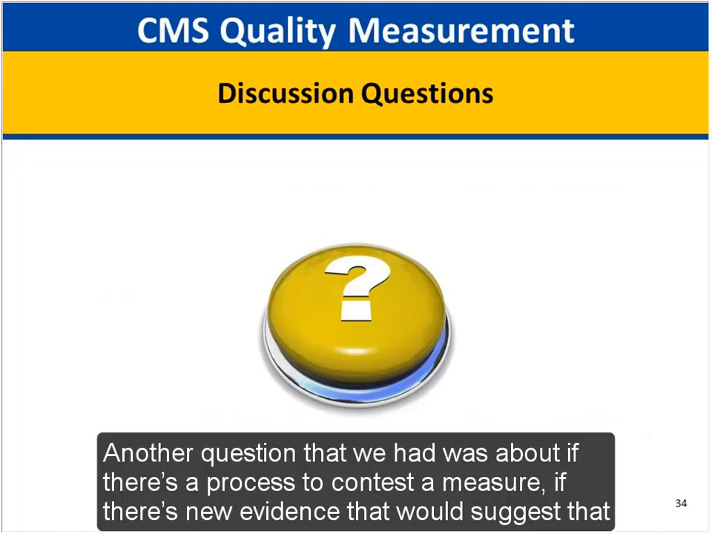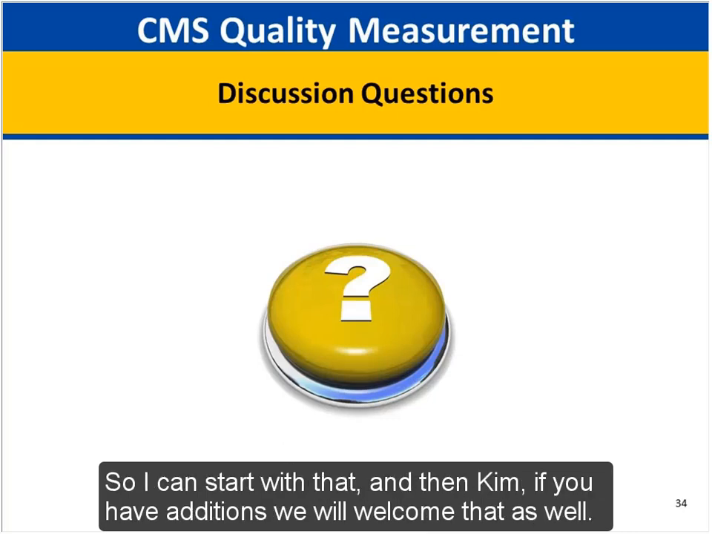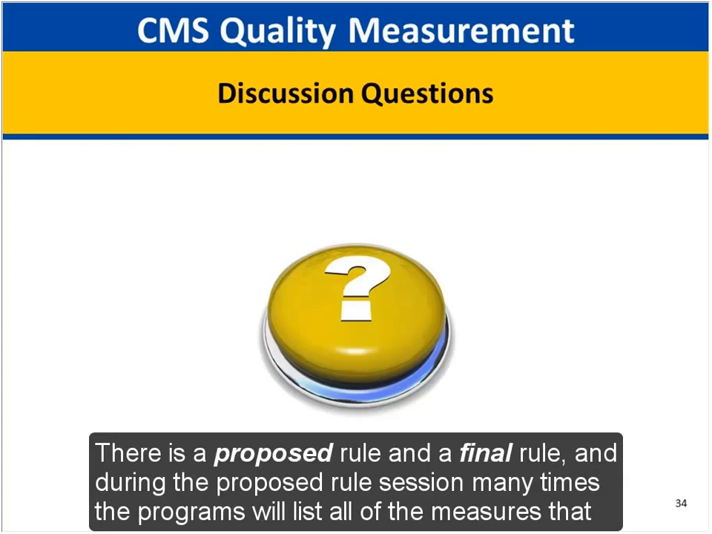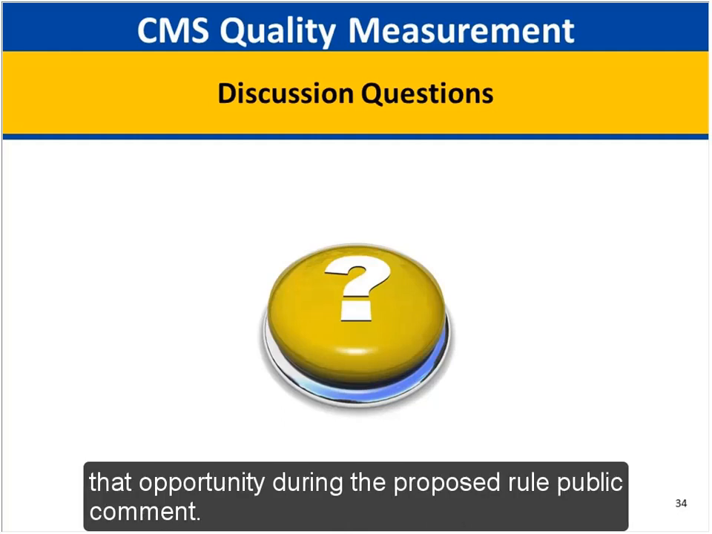Another question that we had was about whether there's a process to contest a measure, if there's new evidence that would suggest that a measure might not have as impactful an outcome as was initially thought. I can start with that, and then Kim, if you have additions, we'll welcome that as well. Like I mentioned, the programs have two rules, a proposed rule and a final rule. During the proposed rule session, many times the programs will list all of the measures that they currently have, and they're open to public comments related to any measure that's currently within that program. So you can use that opportunity during the proposed rule public comment.